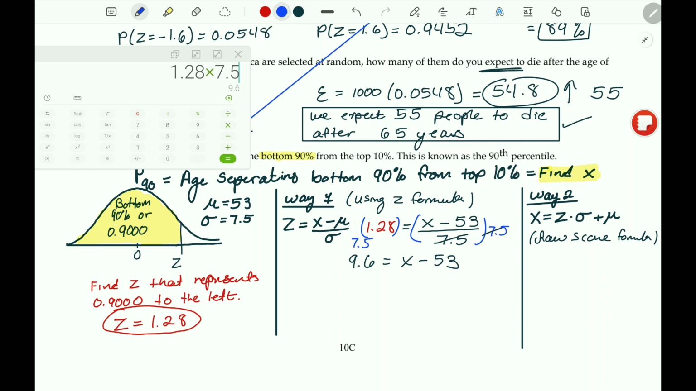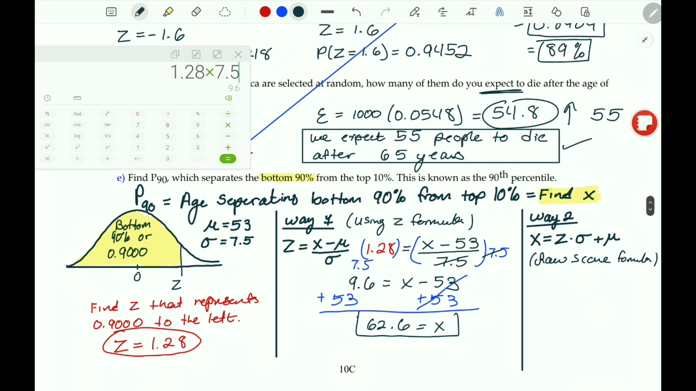Then you can add 53 to both sides. x equals 62.6. So we found P90. P90 is 62.6.